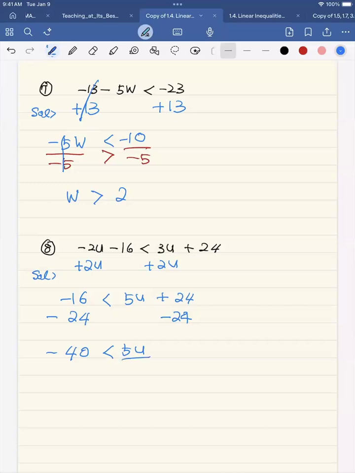Now we have to divide by the positive number 5. This is a positive number, so we keep the inequality direction. And 40 is 5 times 8, so those two will cancel each other. And so u is greater than minus 8. So we can write it as u greater than minus 8.